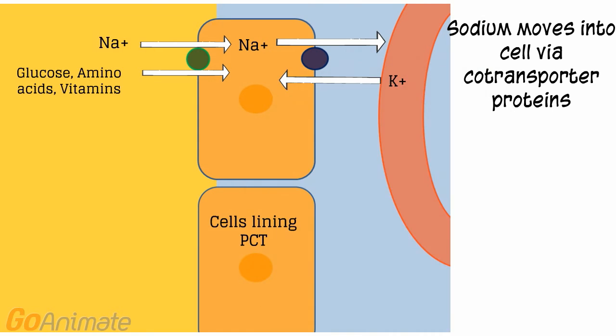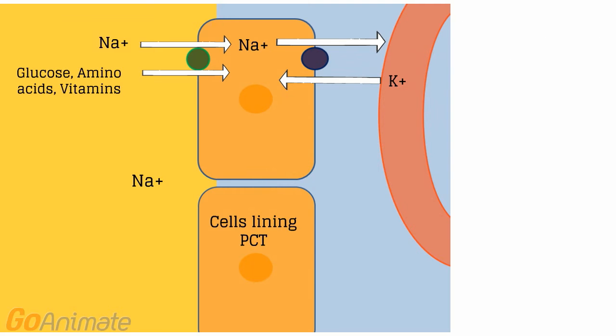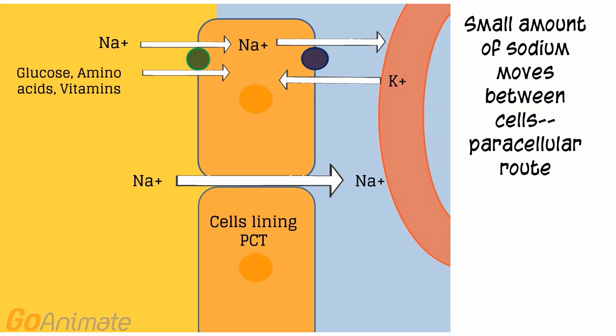The tubular cells also have sodium-potassium pumps that move sodium back into the interstitium. The sodium-potassium pumps use ATP to create an interstitial sodium gradient, which helps to draw sodium out of the tubule. A very small amount of sodium moves between the cells through leaky cell junctions. We call this paracellular movement.